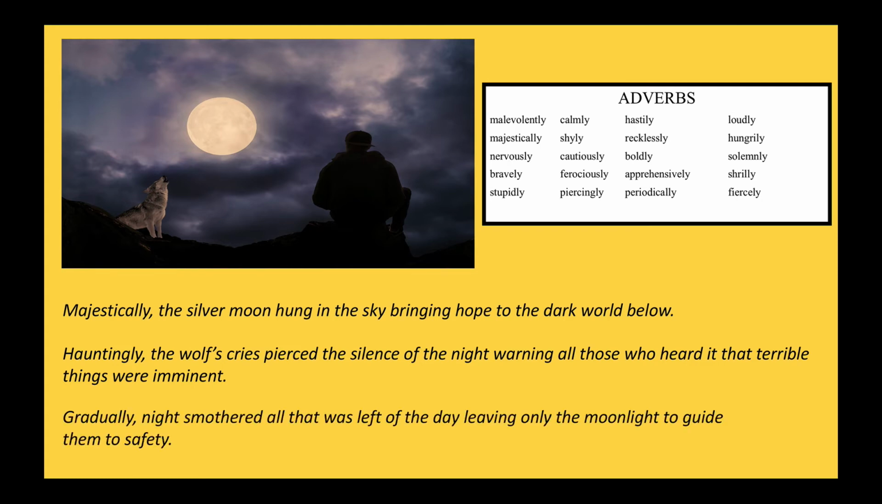And gradually, comma, night smothered all that was left of the day, leaving only the moonlight to guide them to safety. And here's an example of not only starting with an adverb, but I've filled that sentence with personification to add another little flavour to it. So night is smothering the day. That's a wonderful image. It's kind of suffocating it, pushing it away. And it leaves only the moonlight. Now, night and moonlight are not living things, but, you know, if night's smothering the day, it gives you that element of personification. You've also got the moonlight guiding you to safety. So think about those things too, to really make your sentences really good.